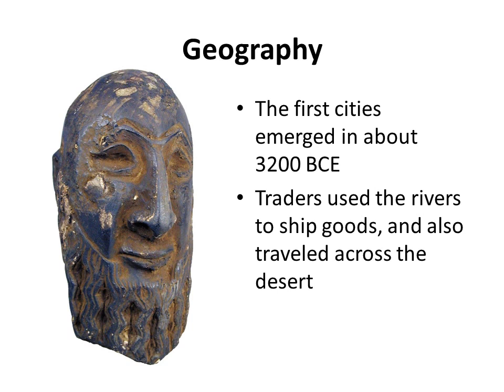Around 3200 BCE, that stands for Before Common Era, the first cities began to emerge in Mesopotamia. And they were trading civilizations. They used the rivers, the Tigris and the Euphrates, to ship goods to other city-states. And they could also travel across the desert to more remote areas to trade.